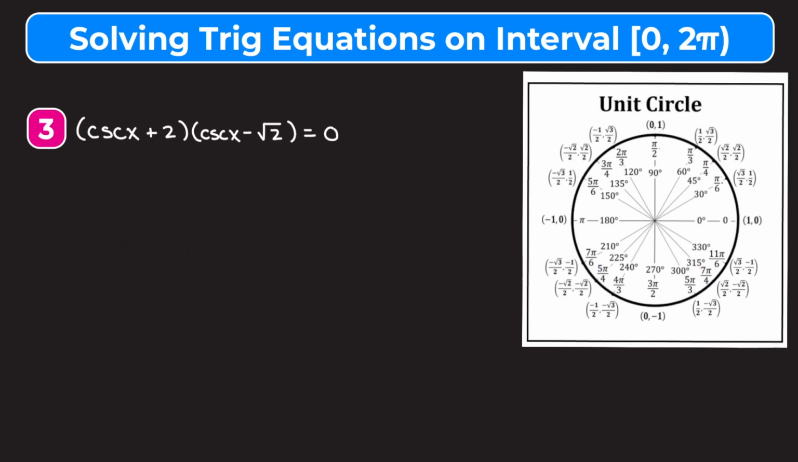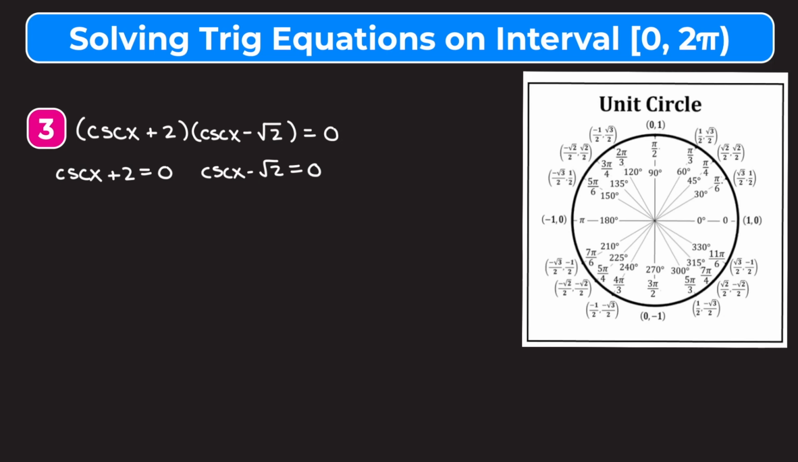For example 3, we have this factored equation. We have the quantity of cosecant of x plus 2 times the quantity of cosecant of x minus root 2 is equal to 0. What we want to do is set each factor equal to 0 and solve them separately. So we're going to say the cosecant of x plus 2 equals 0, and the cosecant of x minus root 2 is equal to 0. We're going to solve each equation separately, and we're going to get some different answers for each one for our x values.